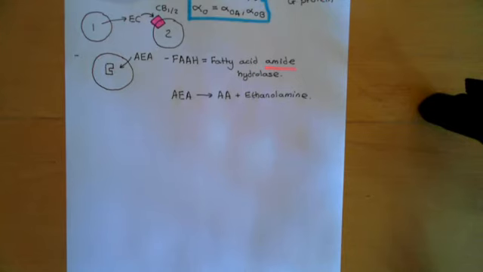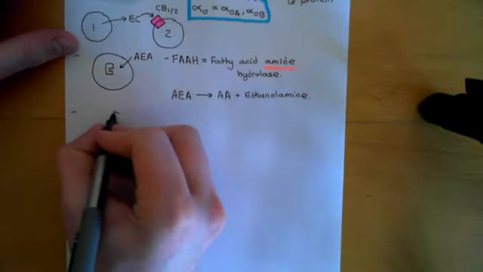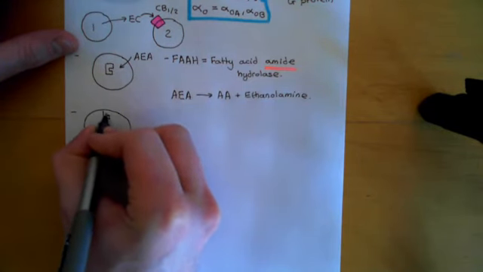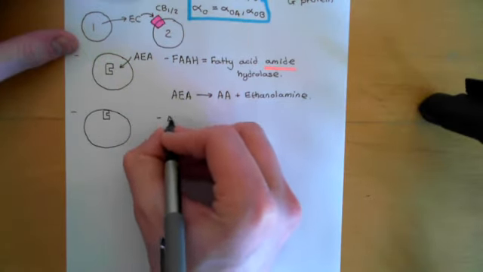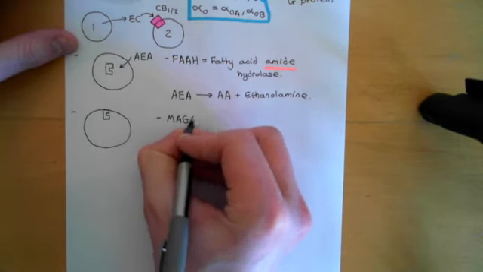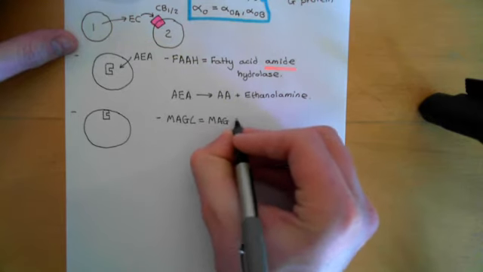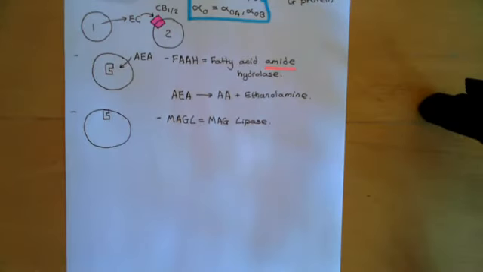Now let's look at the breakdown of the other endogenous cannabinoid that we've looked at, which is 2-arachidonyl glycerol. 2-arachidonyl glycerol is going to be broken down by an enzyme which is attached to the phospholipid bilayer. So I'll draw this here. It's another enzyme that's attached up here. This enzyme is known as monoacylglycerol lipase, or for short, MAGL. This stands for monoacylglycerol, MAG, and then lipase. Basically, it is just an enzyme which breaks down monoacyl glycerols. So you can probably guess what it's going to do.